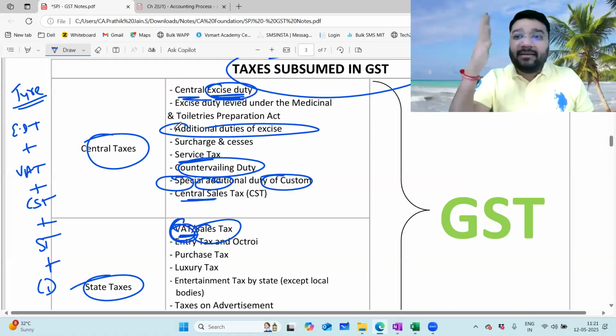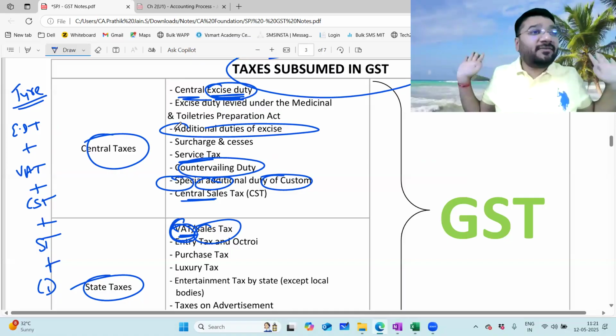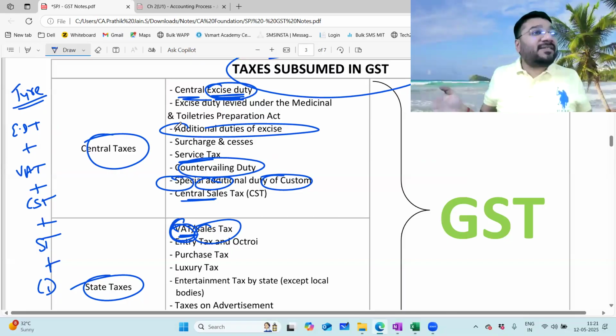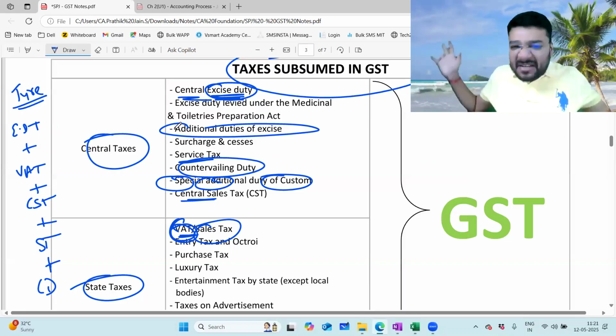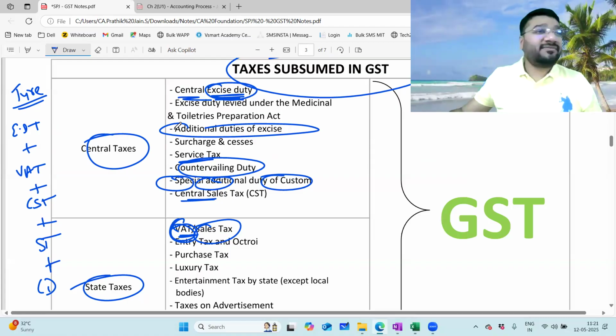So the government said that nothing doing. We'll subsume, we'll mix all of them under one common roof called GST. No more excise duty, no more CST, no more VAT, no service tax, no customs duty. Everything will subsume under one thing called GST. Any problem?